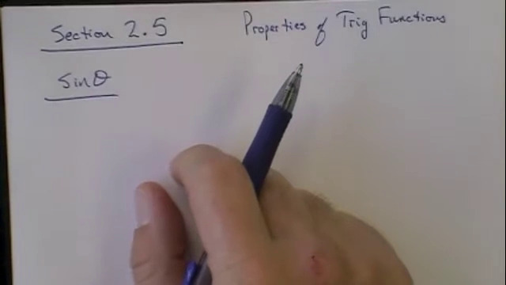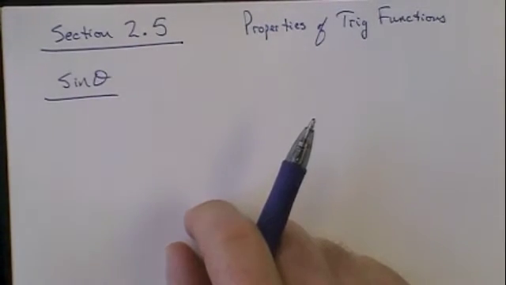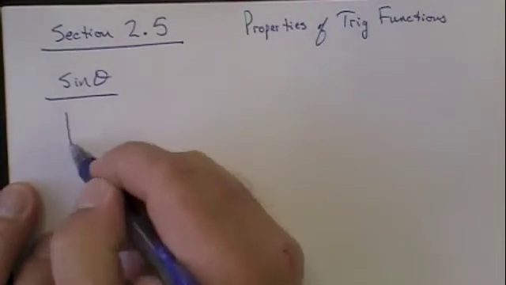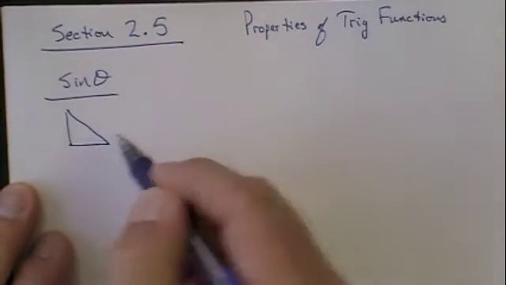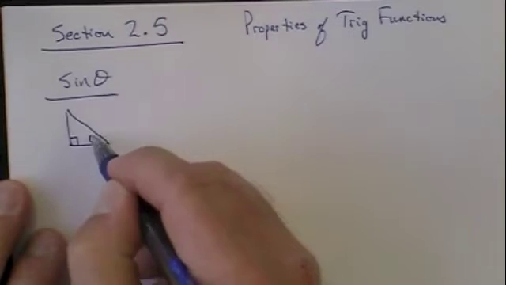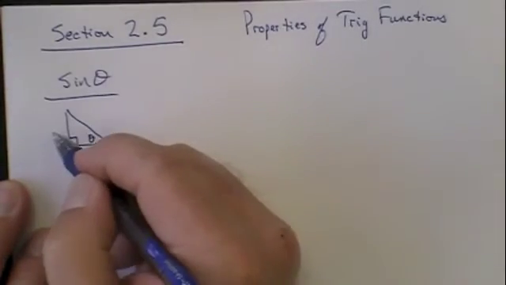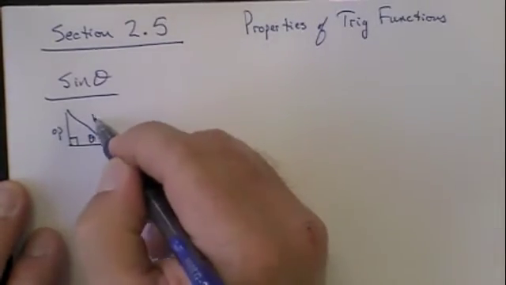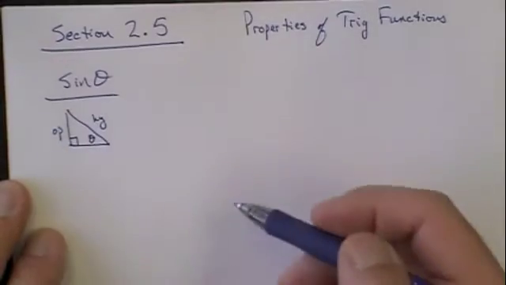In section 2.5, we're going to be looking at properties of our trig functions. We're going to start with sine of theta. And keep in mind that when we're talking about this, let's think about we have a right triangle and here's our angle, and then we have our opposite and our hypotenuse, and this is what's determining sine.